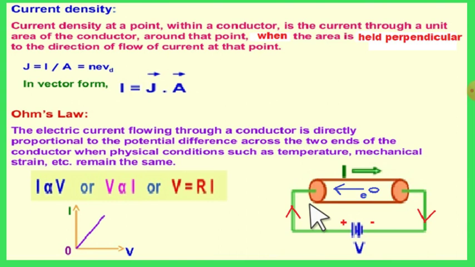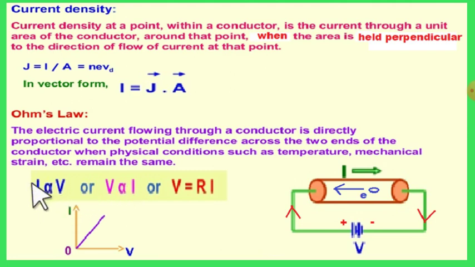If those mechanical conditions, like temperature and mechanical strain, are kept constant, then what happens? The potential difference across the two ends of the conductor is directly proportional to the current. Got it? That is, I is directly proportional to V. In writing the statement, we generally write that current flowing through the conductor is directly proportional to the potential difference across the two ends of the conductor when temperature is kept constant, like that, no?